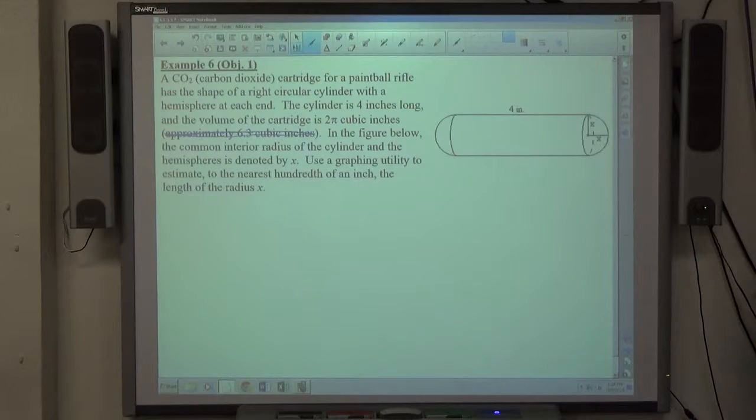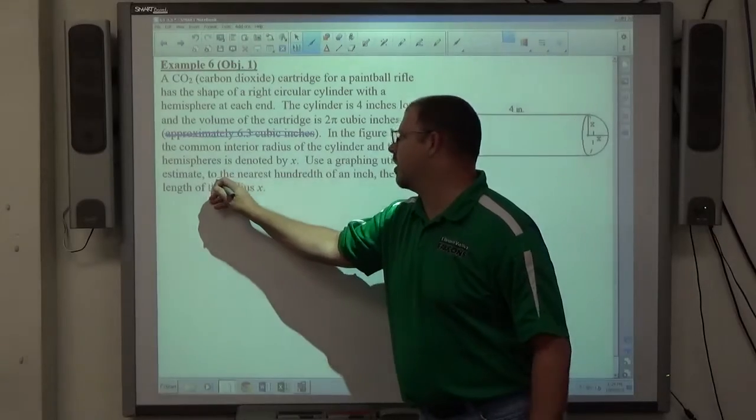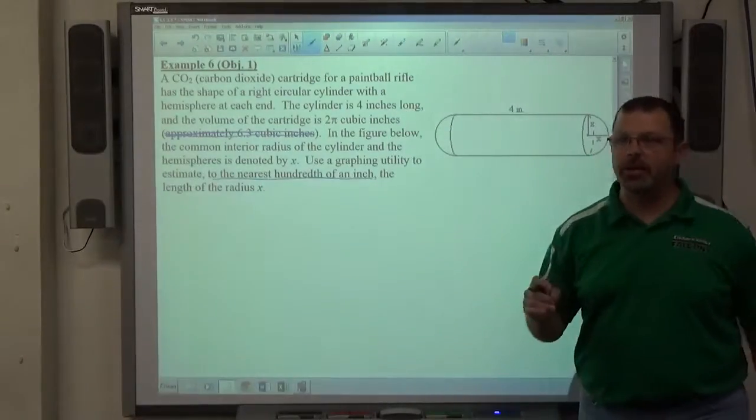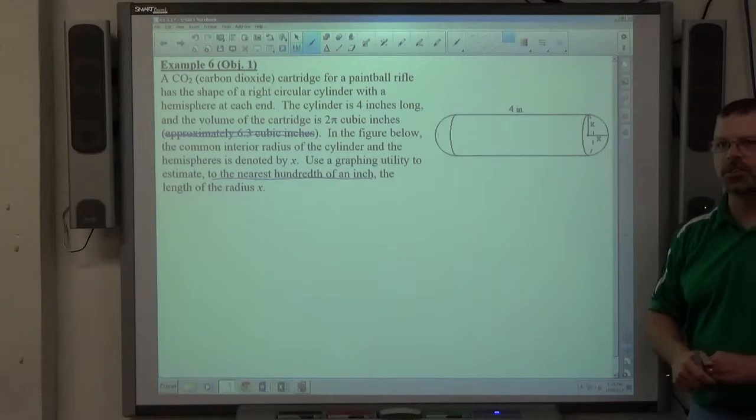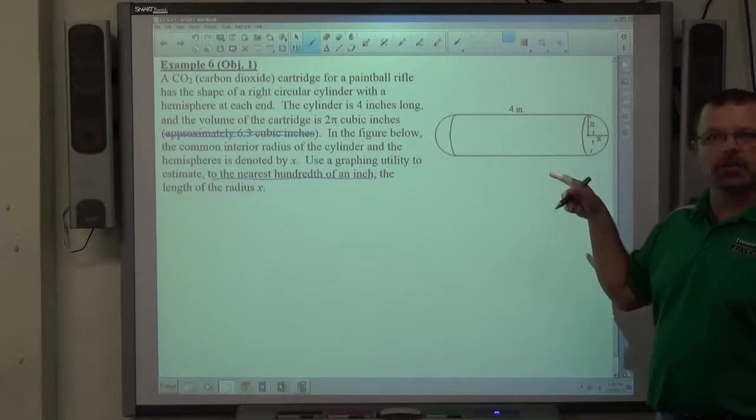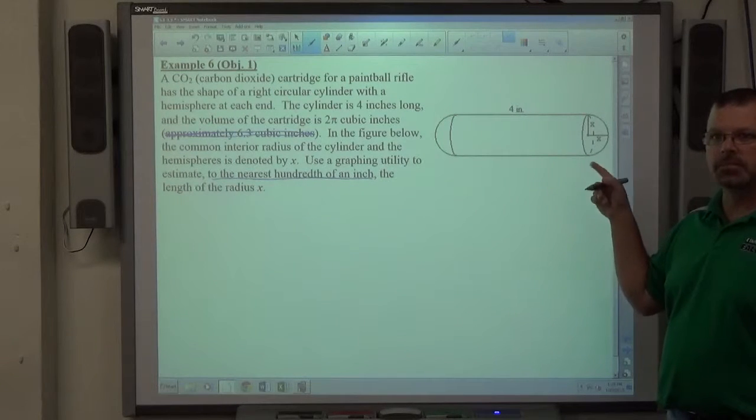In the figure below, the common interior radius of the cylinder and the hemispheres is denoted by x. Use a graphing utility to estimate to the nearest hundredth of an inch the length of the radius x. Notice, to the nearest hundredth of an inch. That's implying that the answer is probably not going to be an integer this time, so doing this table technique is probably not going to work as well as a different technique. And on the quiz, there is a problem of this variety.